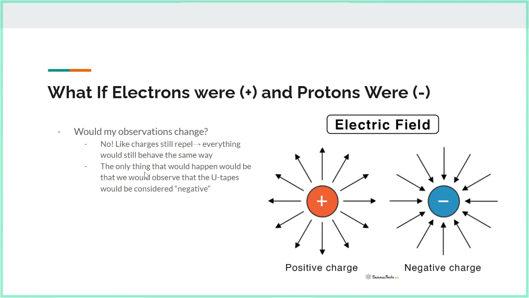Would my observations change? Nothing would change because like charges still repel each other. Everything would still behave the same way, as the U-tapes would still repel each other, and the numbers would remain the same since protons and electrons are equally and oppositely charged. The only technical change would be that we would label the U-tape as negative instead of positive. However, it would still describe the charge as being opposite of the charged pen.